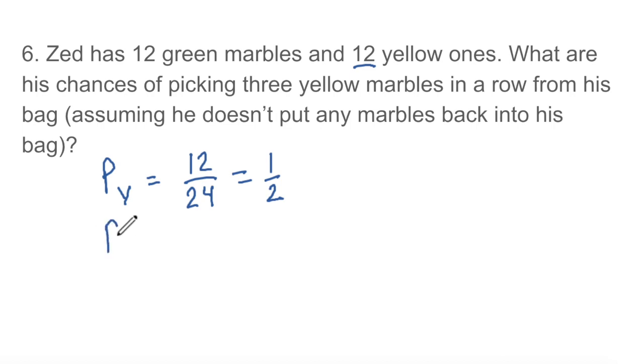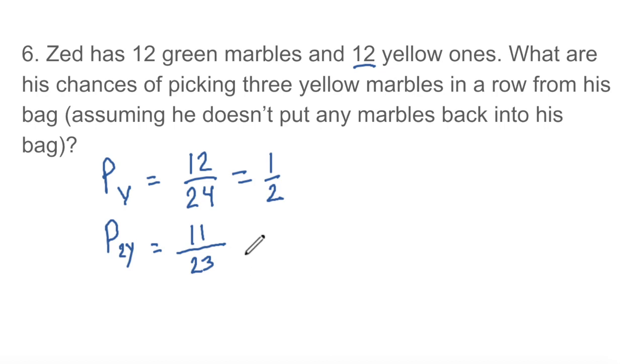Probability on the second pick of getting a yellow is a lot different here, because there are only how many yellow ones left in the bag? He's not putting them back. So he's already taken 1 yellow out of the bag. So there are only 11 yellow ones left in the bag. And how many total marbles are left in the bag? Well, 23.